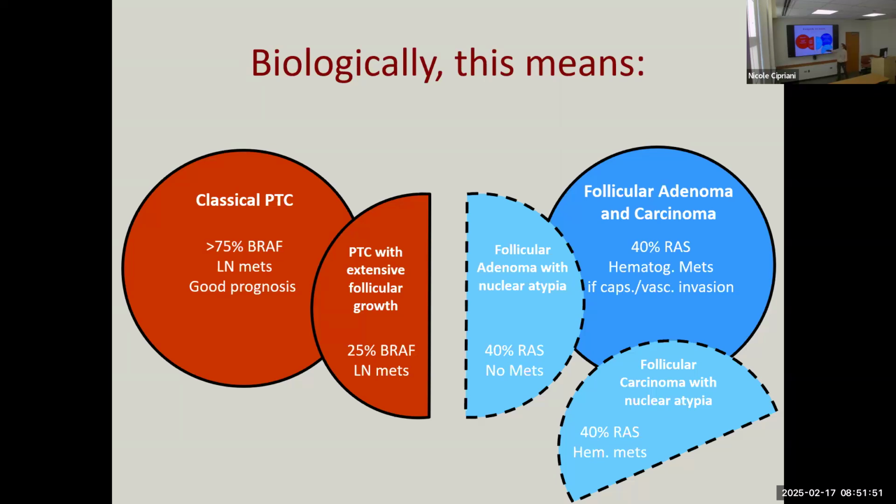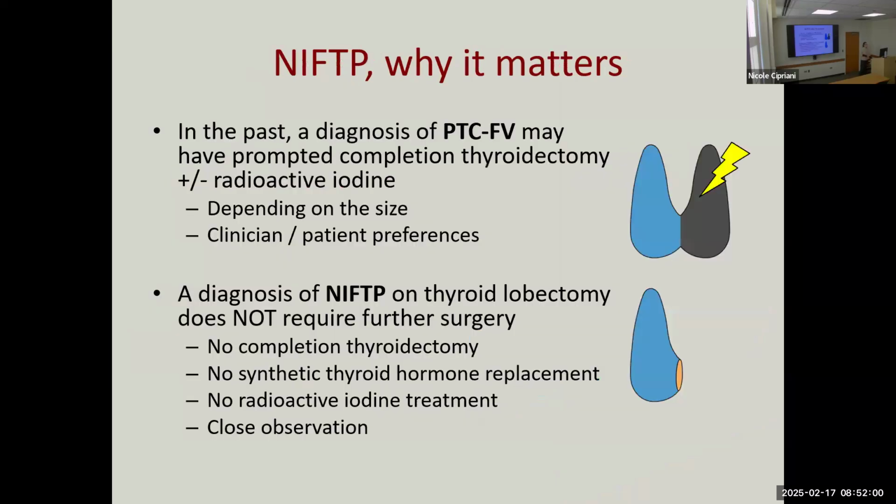Which is why knowing the genetics on the FNA can really help you predict the biologic behavior of some of these things. In the past, follicular variants of papillary may have prompted completion thyroidectomy, radioactive iodine therapy. Now with the diagnosis of NIFTP, you're done. You get observed. So we've spared patients a lot of additional trauma by not giving them a cancer diagnosis, right? And they don't have to have the other negative side effects of thyroidectomy.